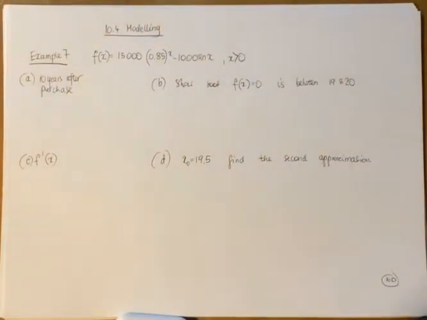Moving on to the last section of chapter 10, we are going to look at applications in real life, so modeling questions, as you've seen in other chapters. Okay, so over here we've got example 7. We've got an equation, 15,000 times 0.85 to the power of x minus 1,000 sine x.